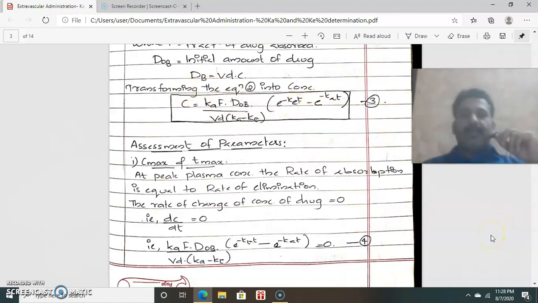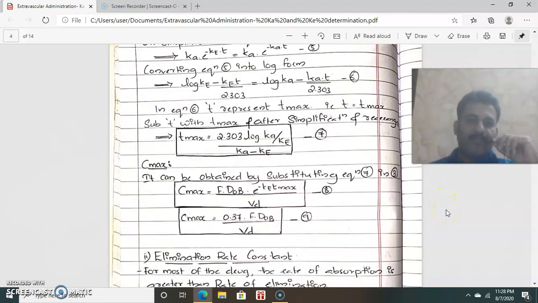Next will be the parameters. What are the parameters to be determined? The important parameters are the Cmax, that is the maximum peak plasma concentration, and the time corresponding to the peak plasma concentration, that is Cmax and Tmax. These are the two important parameters after extravascular administration, that is Cmax and Tmax.